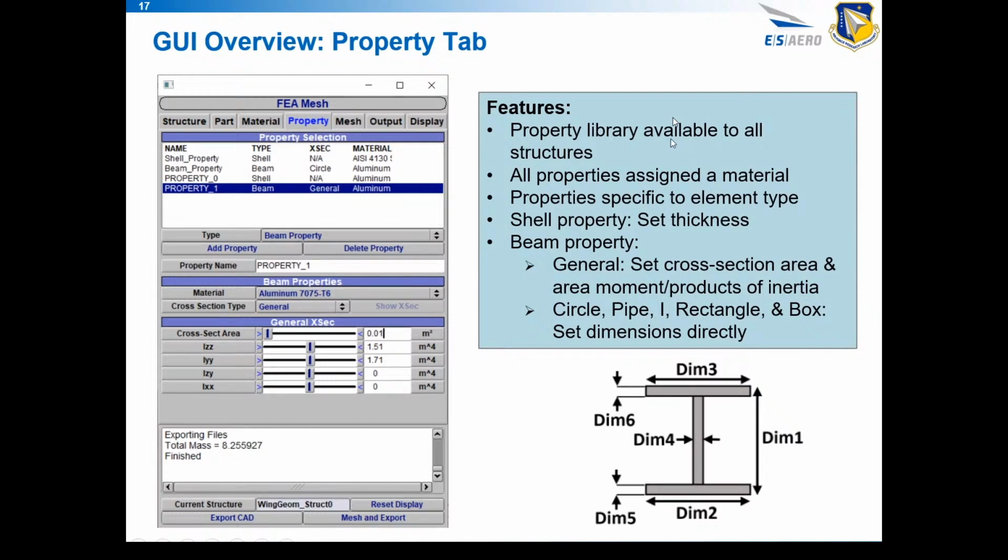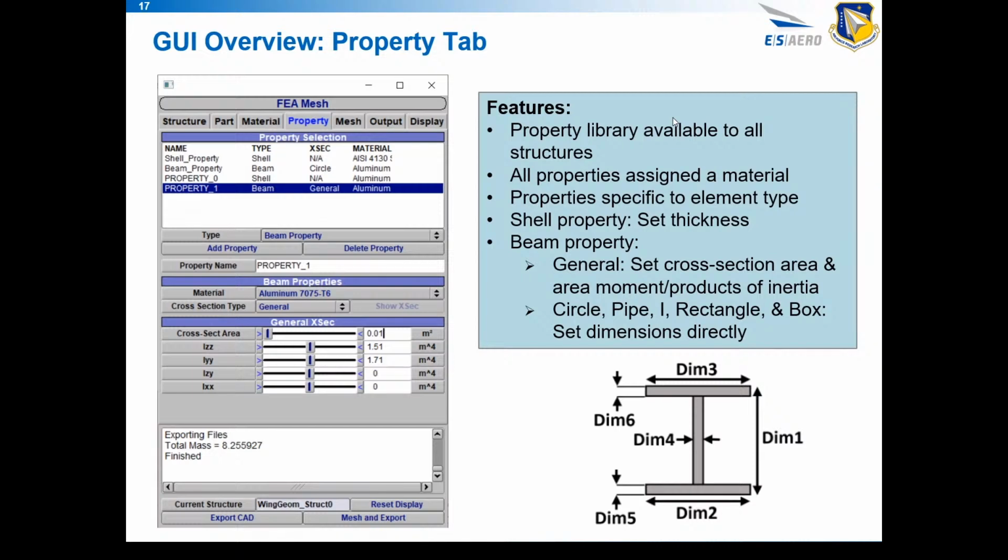Properties. Each one of these properties is going to be assigned a material from that previous tab. So you could have beam type or shell type properties. Those are going to correspond to shell type elements, your triangle elements, or beam type elements, which are your intersection curves and your subsurface edges.